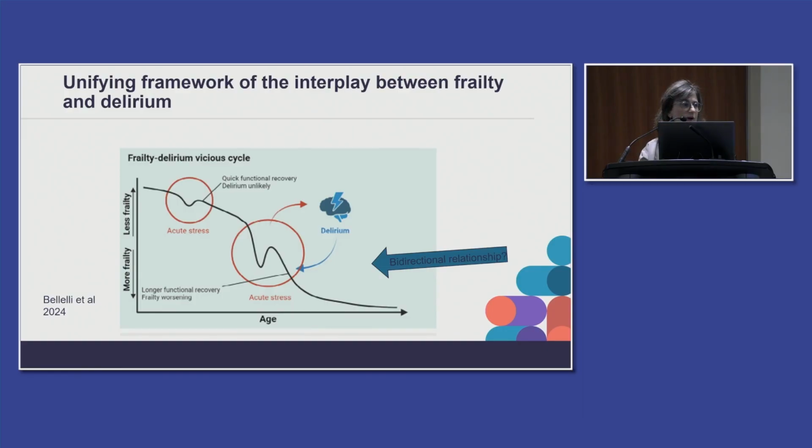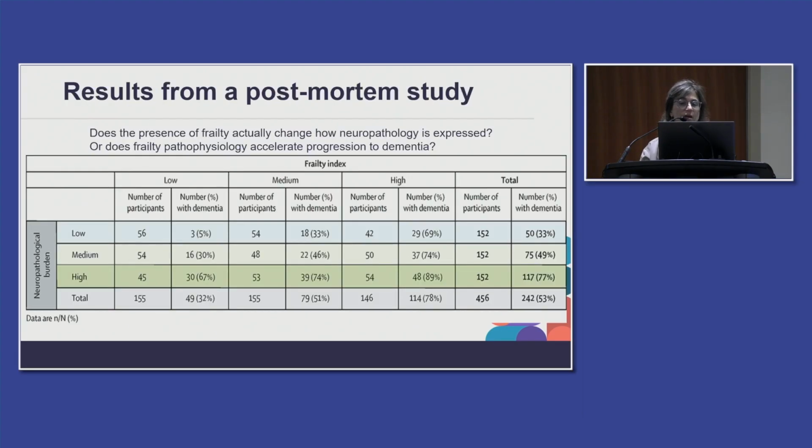And the truth is they're probably a vicious cycle. When you're faced with an acute stressor and you're not so frail, you're likely to recover quickly, and delirium's unlikely. However, if you're more frail and you have an acute stressor, it's going to take a lot longer for you to have a functional recovery, and you're more likely to become delirious. And so we really think that the relationship between frailty and delirium may be bidirectional. But it may even be a little bit more subtle than this.